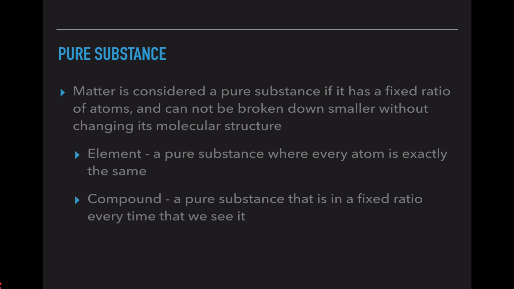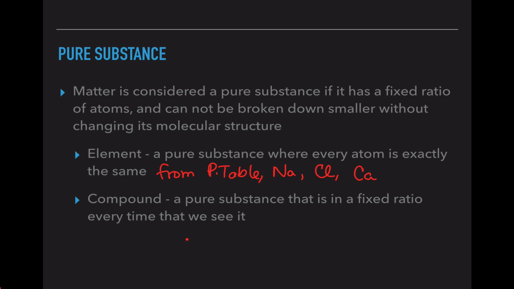So matter that is a pure substance can be considered one of two things: an element, where every single atom is exactly the same, or a compound, which is a pure substance that is in a fixed ratio. For example, an element, where every atom is exactly the same, comes from the periodic table. It is one single item listed from the table, so sodium is an element, chlorine is an element, calcium is an element. So every atom of calcium is exactly like the atom next to it.